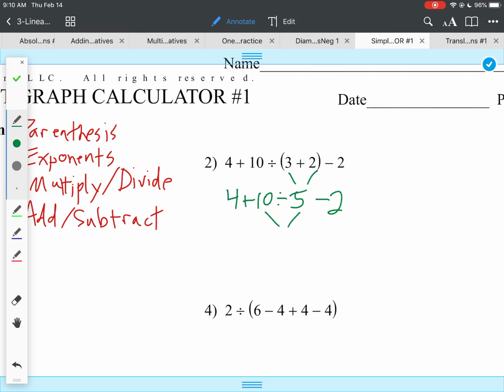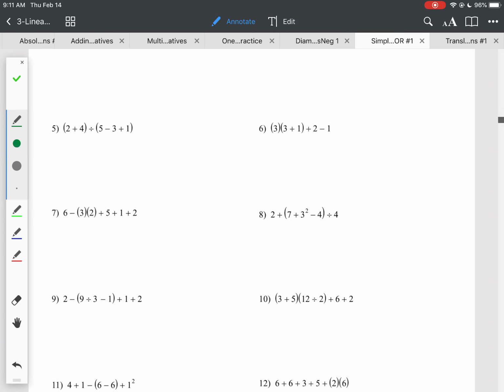Okay, so then I have division. I have to do 10 divided by 5, which is 2. So the 4 plus comes down, and then the minus 2. Now all I have is add and subtract. I can go left to right. 4 plus 2 is 6, minus 2 equals 4.